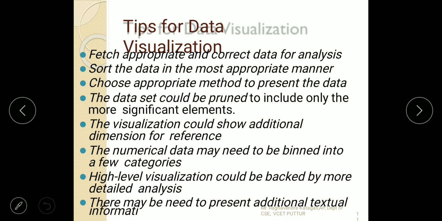Then a high level visualization could be backed by more detailed analysis. For significant results, a drill down may be required at this stage. Then there may be a need to present additional textual information to tell the whole story. For example, one may require notes to explain some extraordinary results. So that is another tip for data visualization. These are the 8 tips for data visualization. That's all in this chapter. In this chapter we have learnt about data visualization.